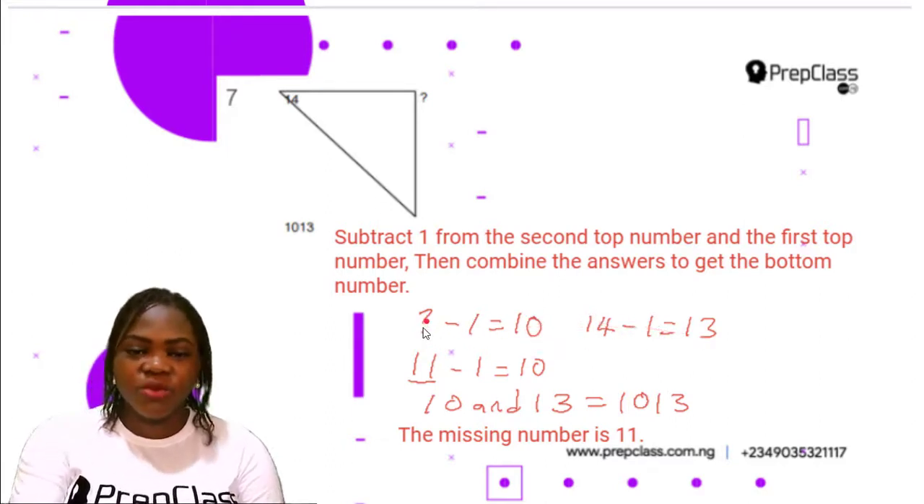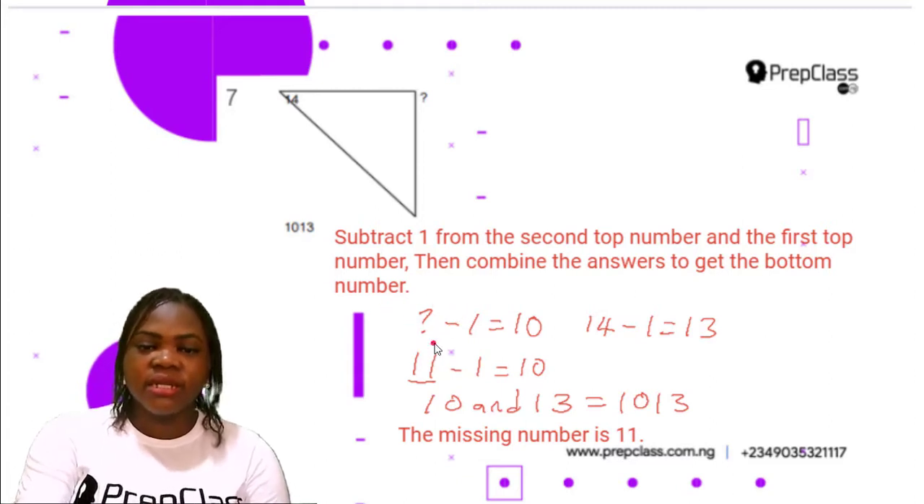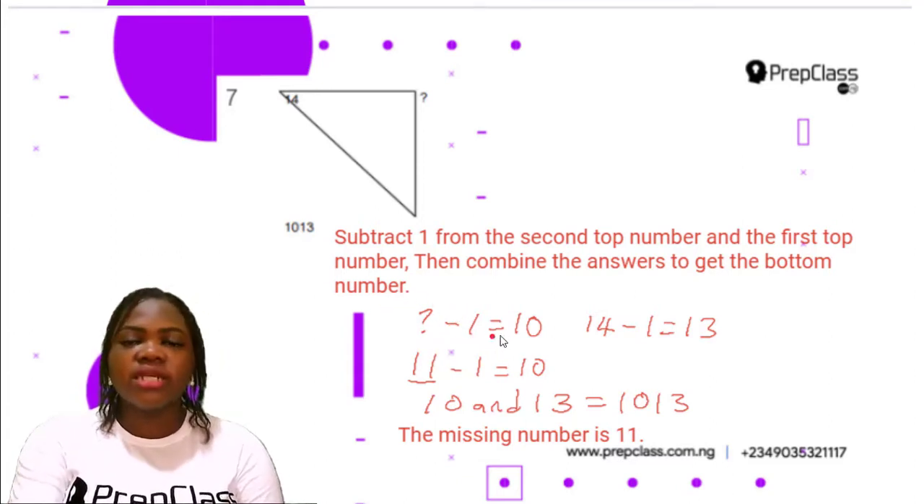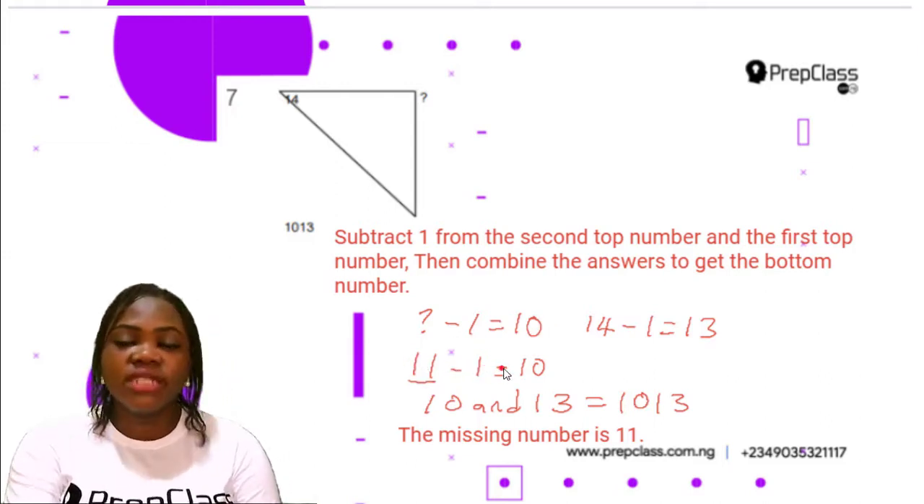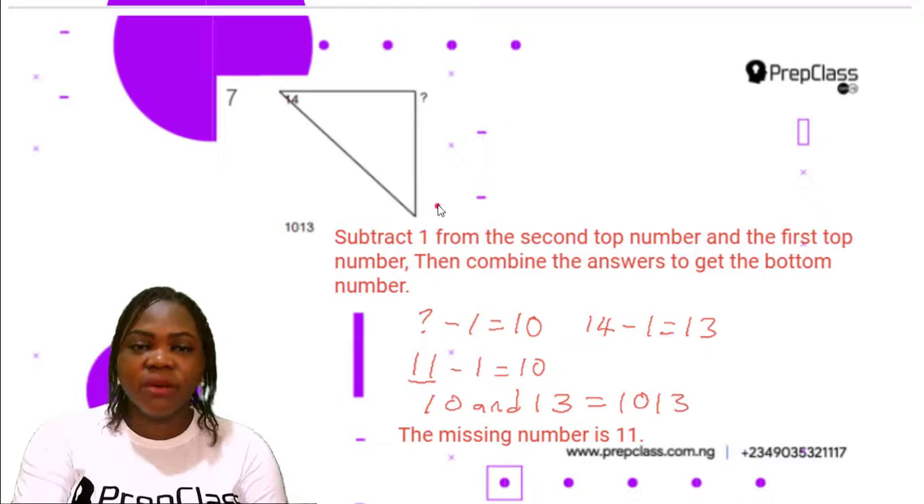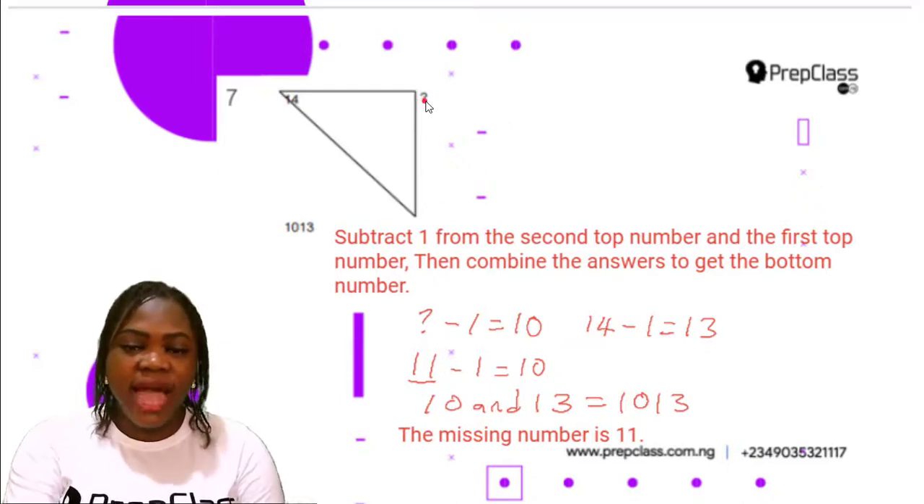Okay, so remember, this is what we want to find. This is the missing number. What minus 1 equals 10? Of course, it is 11. So 11 minus 1 will give 10. So this means that the missing number here is 11.